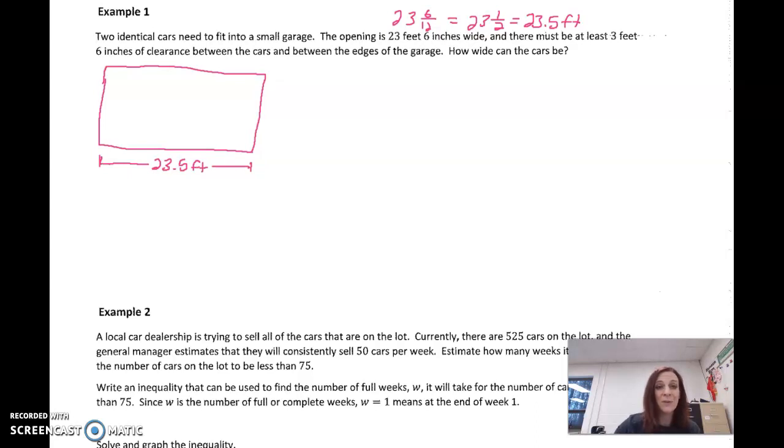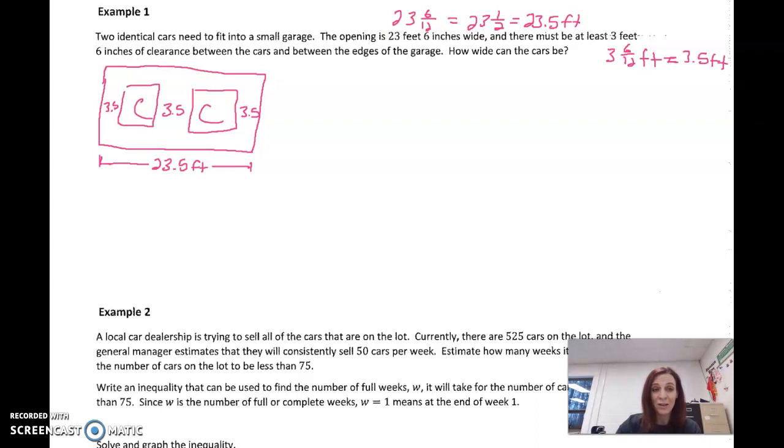And then I know I need to fit 2 cars in here. I told you this is a really bad sketch. And there must be 3 feet and 6 inches. Well, that's 6/12 of a foot, so that's going to be 3.5 feet again. So I need this to be 3.5 here, and 3.5 here, and 3.5 here. Here's a car, here's a car. How wide can the cars be?